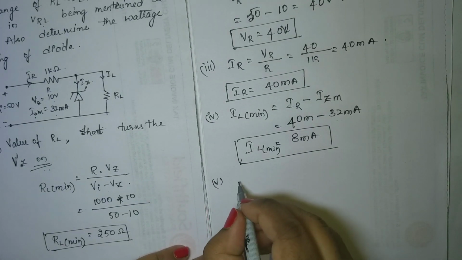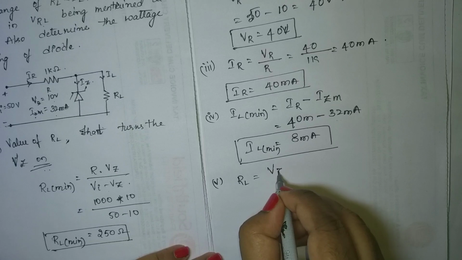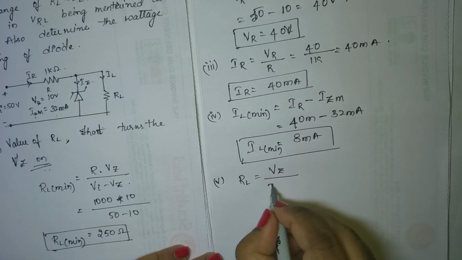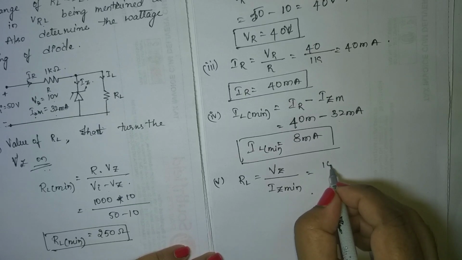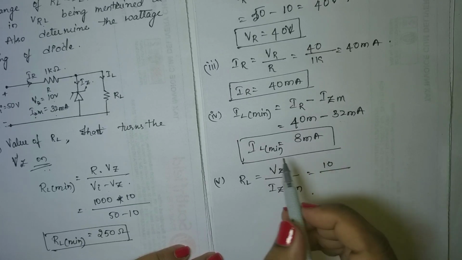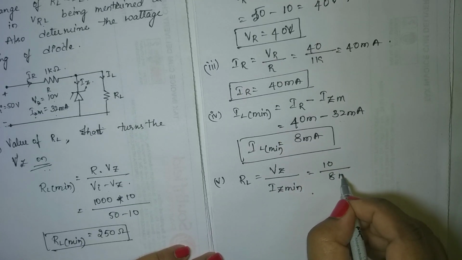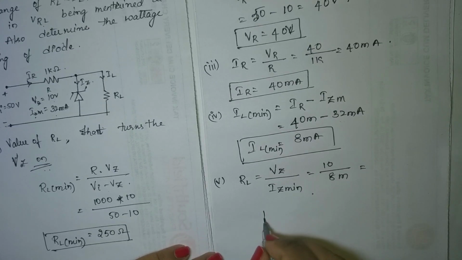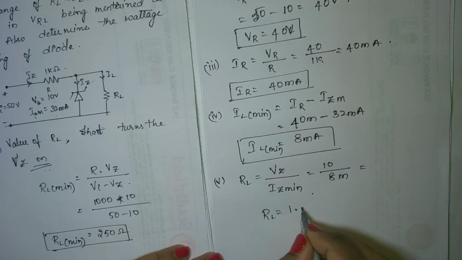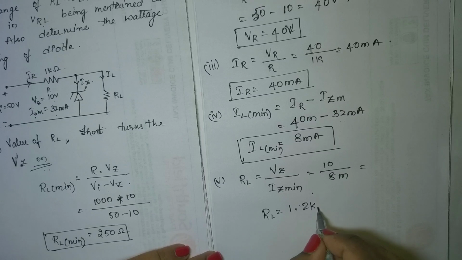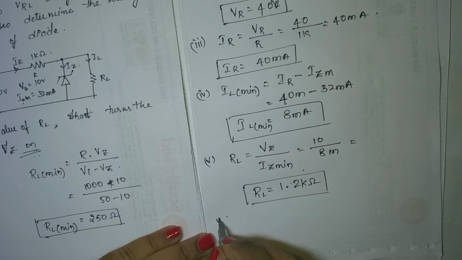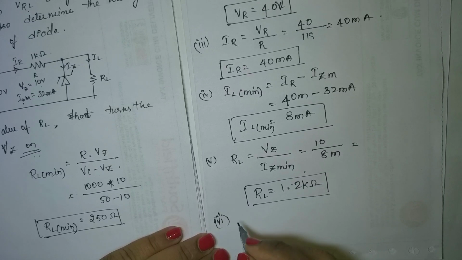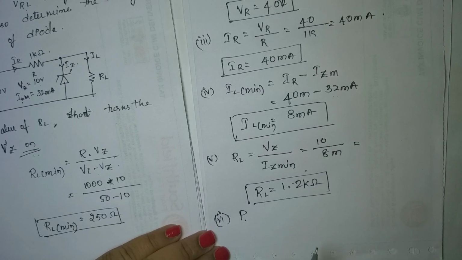Next, the fifth one: RL is equal to Vz divided by IL minimum. What is Vz? 10. IL minimum we calculated as 8 milli. Its value, the load resistance, is 1.2 kilo ohm. I need to find the last parameter, which is power dissipation.